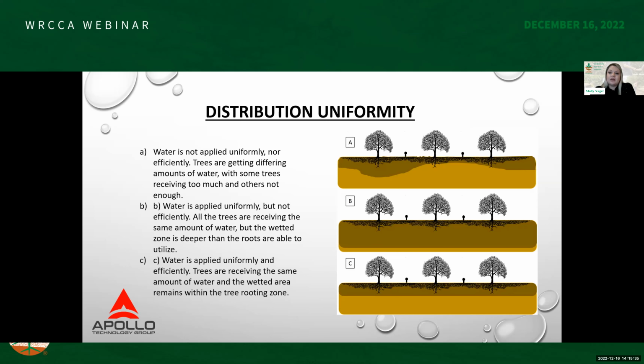B is showing that there is a lot of uniformity, but it's not necessarily efficient because you're past the root zone and you're overwatering. So again, if you are doing fertilizer injections, you're having your fertilizer go past the root zone. So essentially the tree's not able to uptake all that they should. C is a perfect world. So the right amount of water and it's in the right spot.